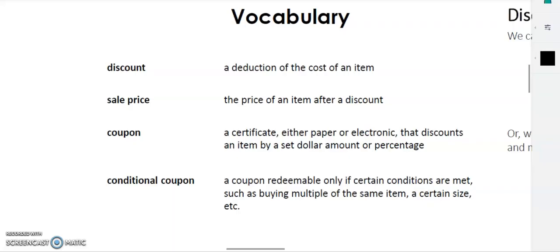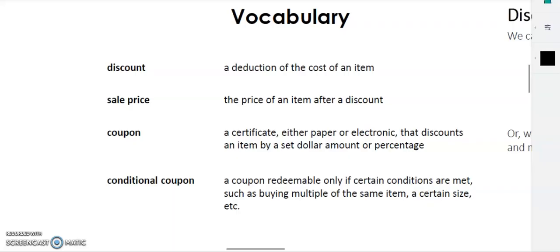But a discount is just the deduction from the cost of an item. Right? It's going to be a percentage off, or it's going to be $10 off, or whatever, a dollar amount off. Okay, the sale price, obviously, that's the price of an item after a discount is given. Right? You get 20% off a $100 pair of shoes. The sale price is what you're going to pay at the register after that discount.